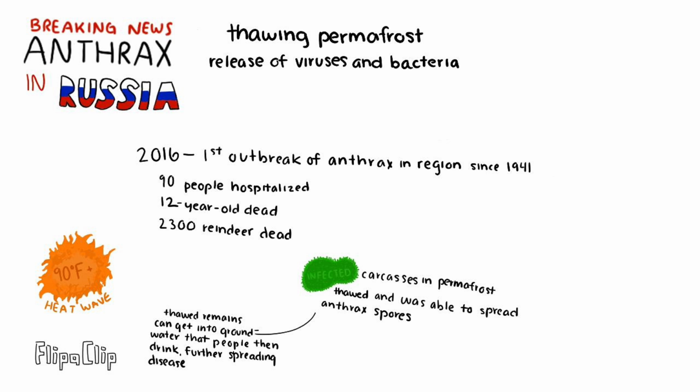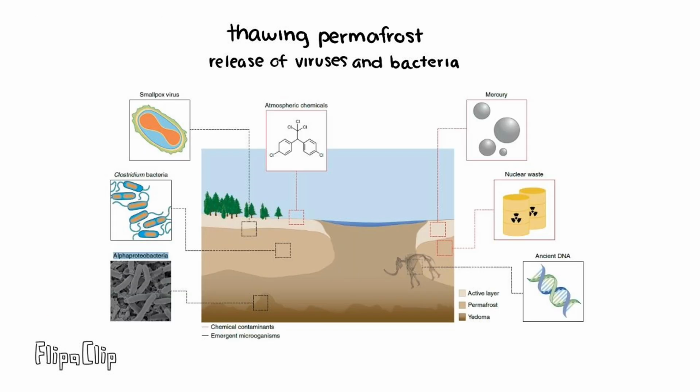And this doesn't just happen with anthrax. A lot of diseases can have similar spreading patterns. And here's another diagram that just talks about the release of viruses and bacteria and how that occurs.